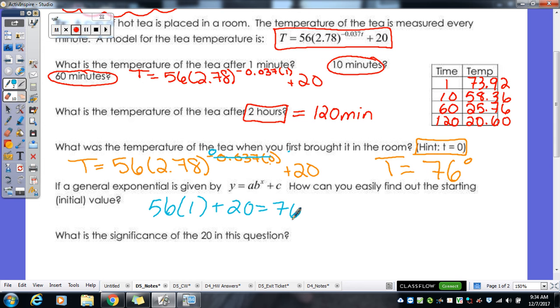So if we're following the formula, the 56 is your A, the 20 is your C. So quickly finding it, all you have to do is add your A and your C, and that's going to give you your initial value every single time. So instead of having to plug in a 0, you can always just look at those two numbers, add them together. That's going to be our initial.